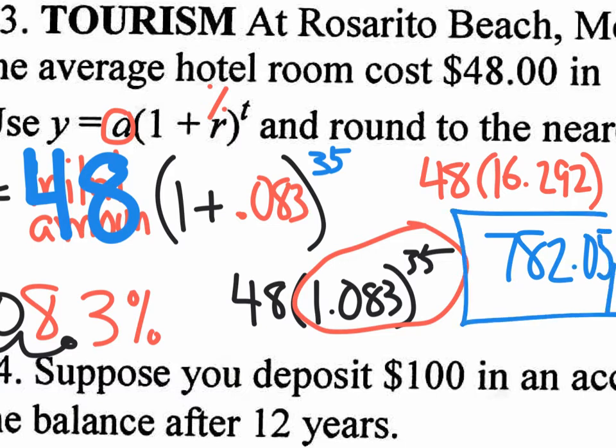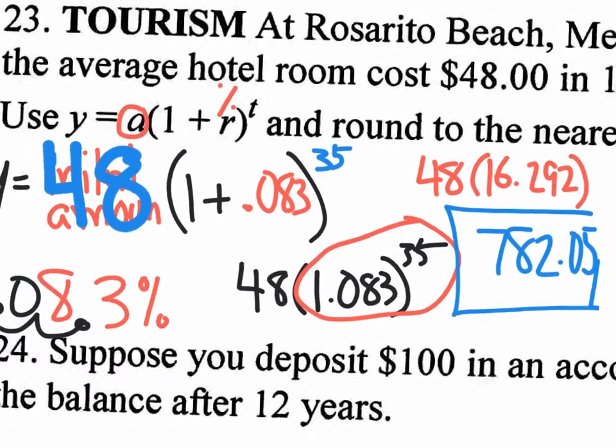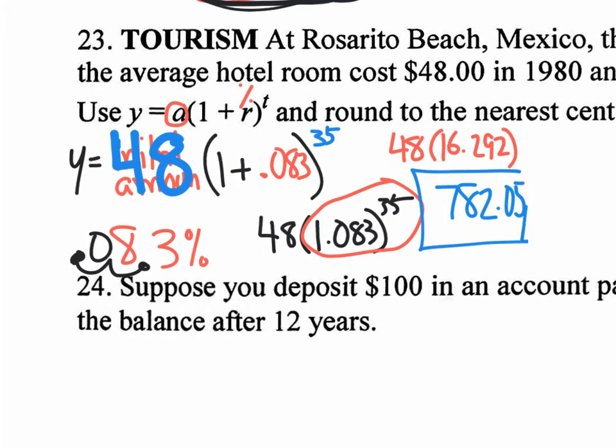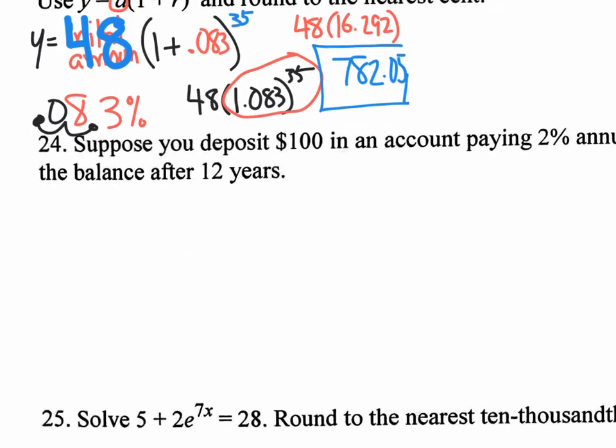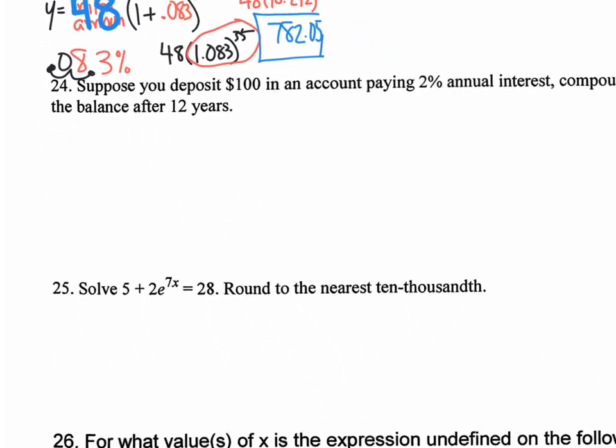That's how much a room at Rosarito cost during spring break in 2017, which is not true. Okay. The reason why this didn't come out true is because I just threw in random numbers. That 8% increase is probably too much. Yeah, definitely too much. Anyways, but that's how you do this problem. There's going to be a very similar problem on the final. Hopefully you guys understand it. Let's move on to number 24, another word problem, another one with percent.